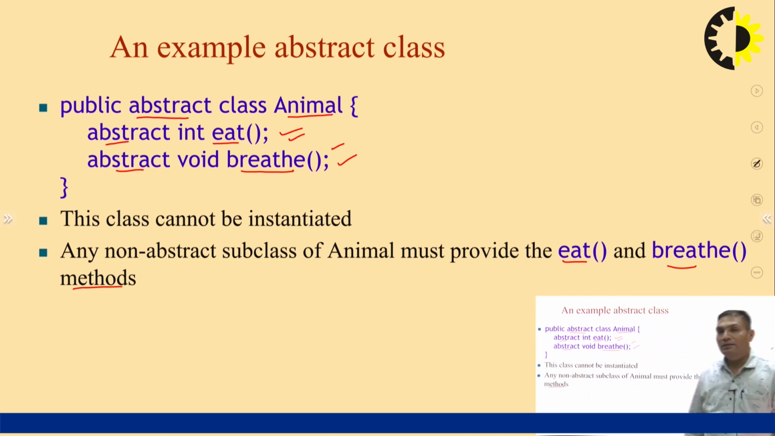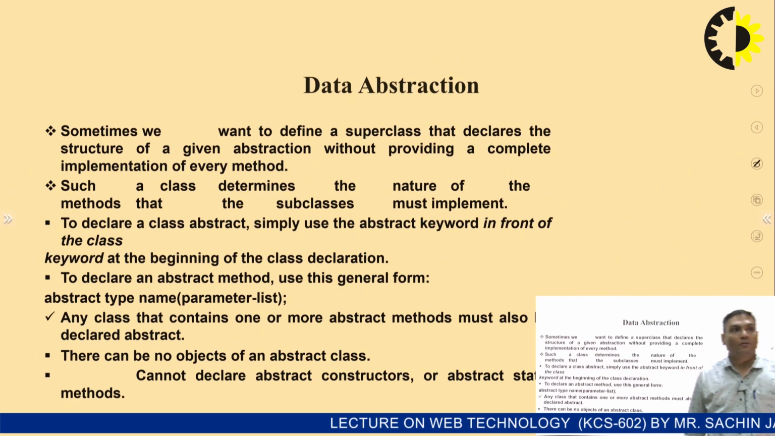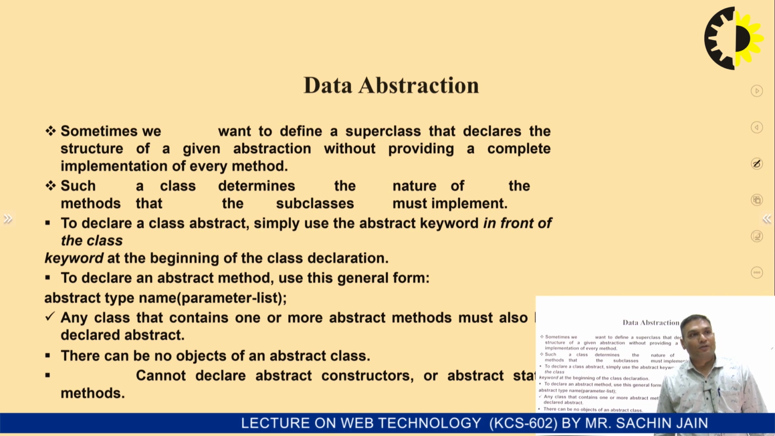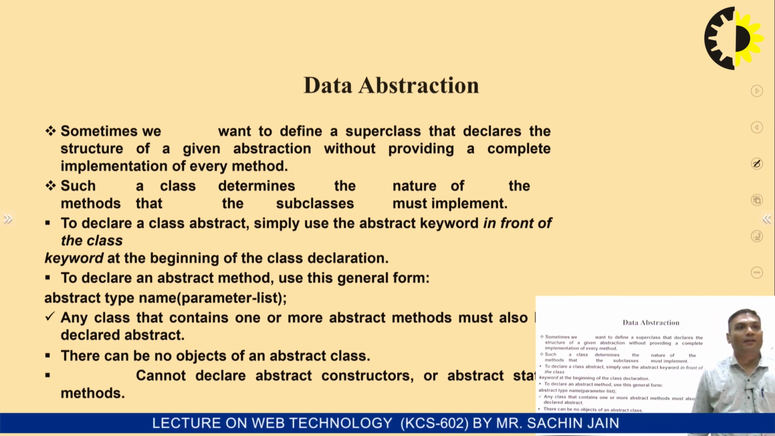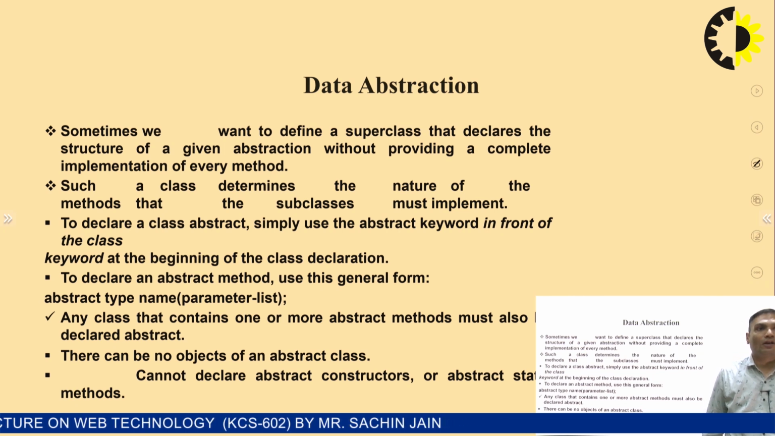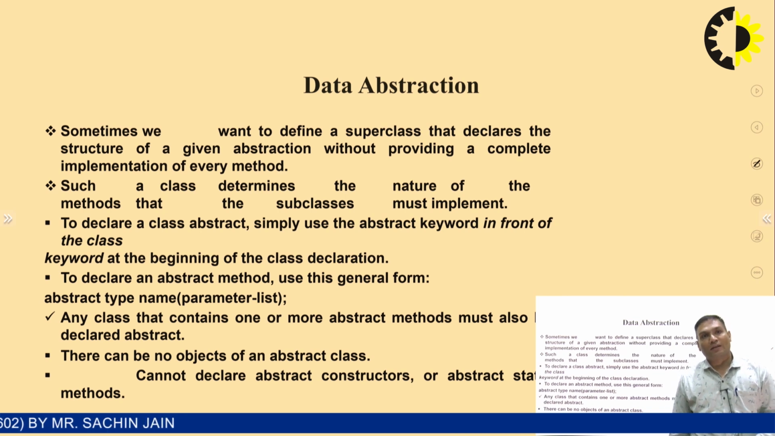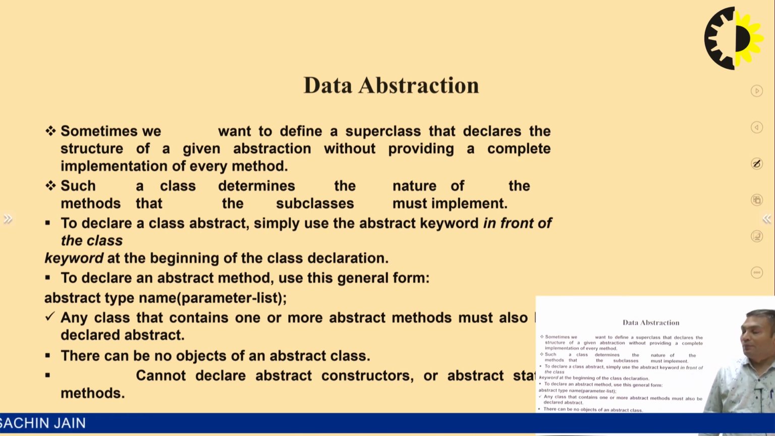So the class that will inherit this animal class will define the eat and breath methods inside that class. So what is data abstraction? Sometimes we want to define a superclass that declares the structure of a given abstraction without providing a complete implementation of every method. So data abstraction can be achieved by making a class abstract.